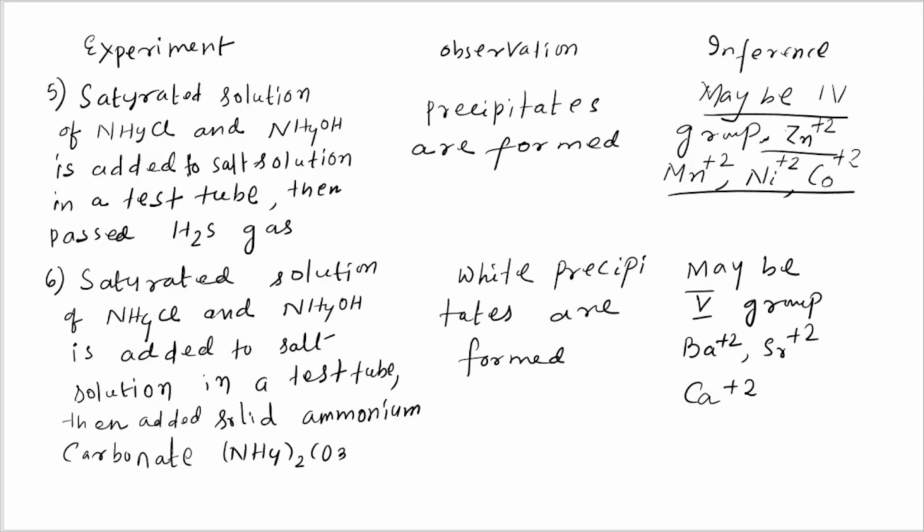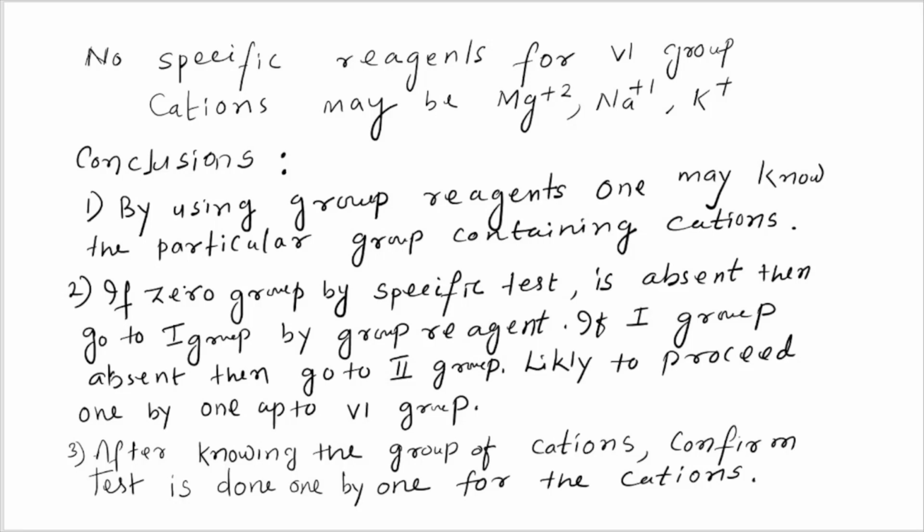And here you take a saturated solution of ammonium chloride and ammonium hydroxide and add ammonium carbonate. This is for what group? This is for the fifth group. So here a white precipitate is obtained and it is Ba+2, Sr+2, Ca+2. Ba+2 means barium, Sr+2 is strontium, and calcium is Ca+2. Now for the sixth group, there is no specific group reagent, so you proceed directly to the confirmatory test.